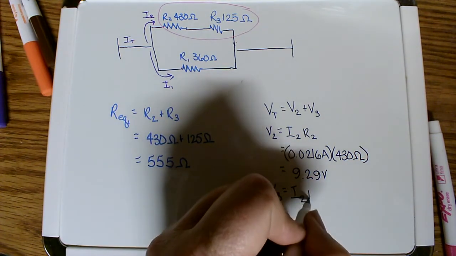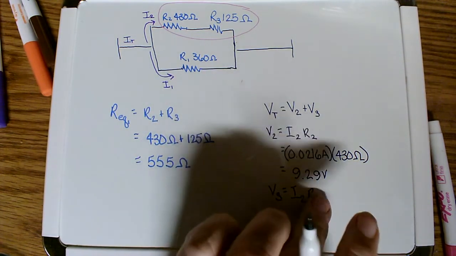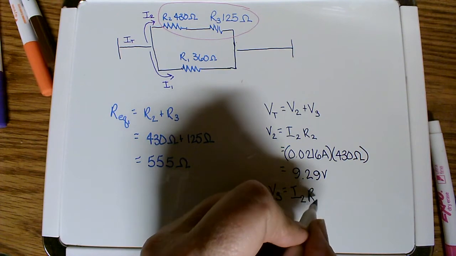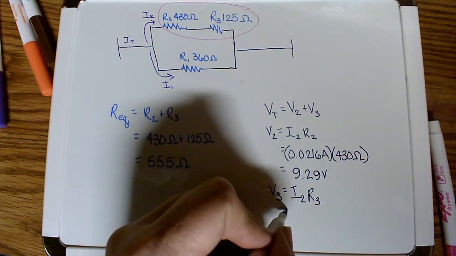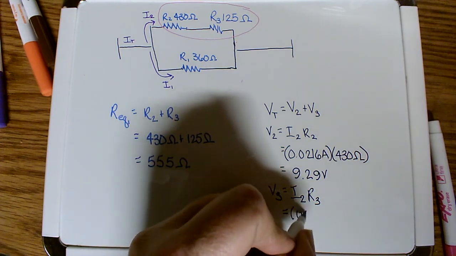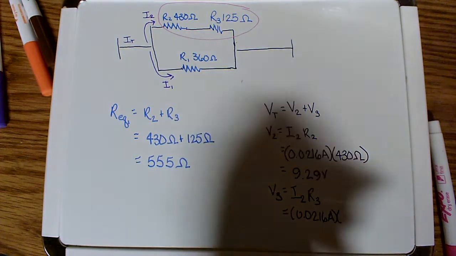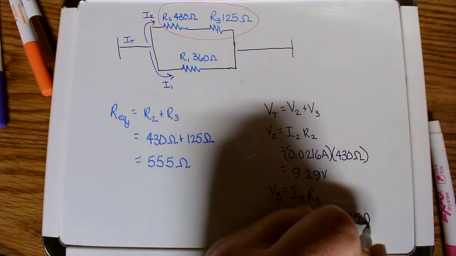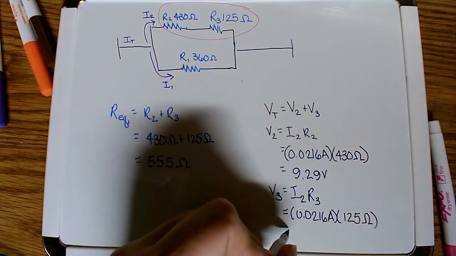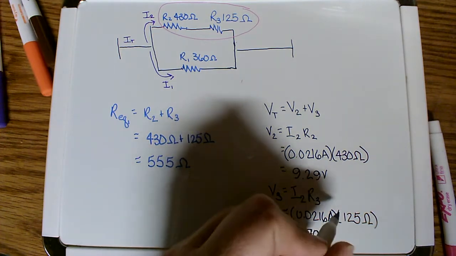For that, we have to go back to Ohm's law. We're going to use V2 is equal to I2 times R2, 0.0216 amps times 430 ohms equals 9.29 volts. Now to find V3, remember it's the same current that's going through that line, I2. So we're going to use I2 times R3. So again, 0.0216 amps times 125 ohms for a total of 2.70 volts.